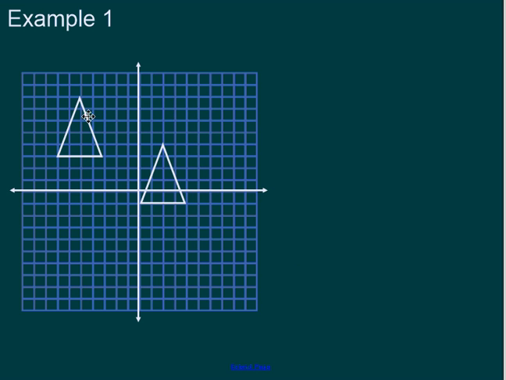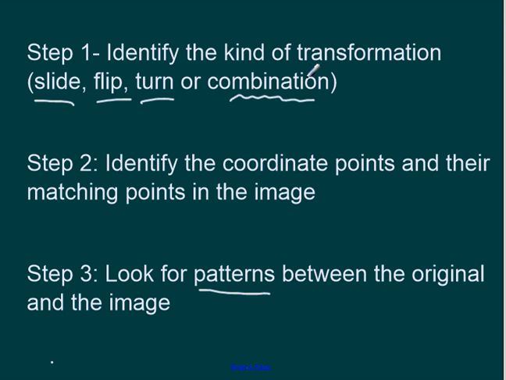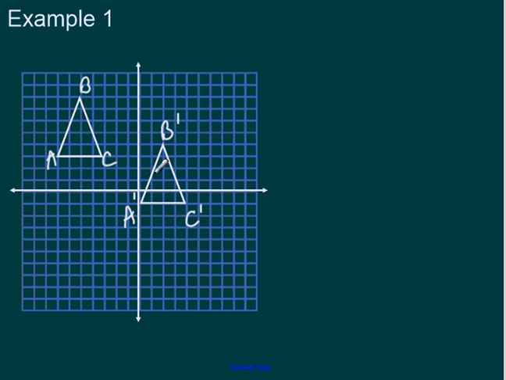So here we have one triangle, we'll call it triangle ABC, and triangle A prime, B prime, and C prime. This is my original geometric shape, and this is its image. So step number 1 asks us to figure out what kind of transformation it is. Is it a slide, a flip, a turn, or some combination? And in this case, I started out pretty basic for you.